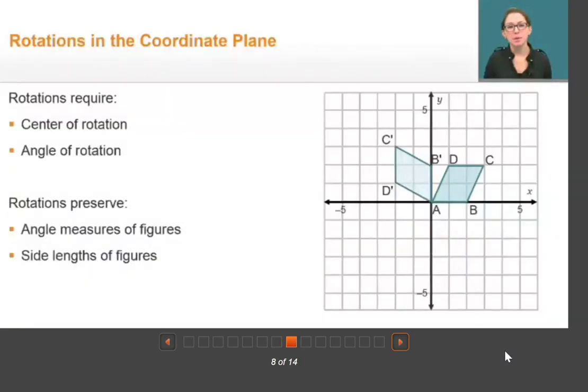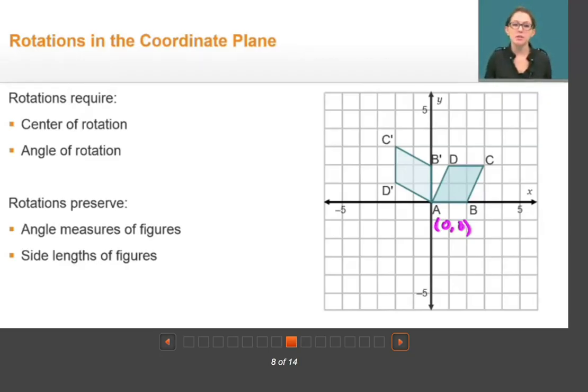We will now examine rotations in the coordinate plane. The same properties hold, but now we can consider the coordinates or ordered pair of the vertices to help with determining the location of the image given a pre-image. Consider the pre-image ABCD shown here with center of rotation at A or 0, 0.